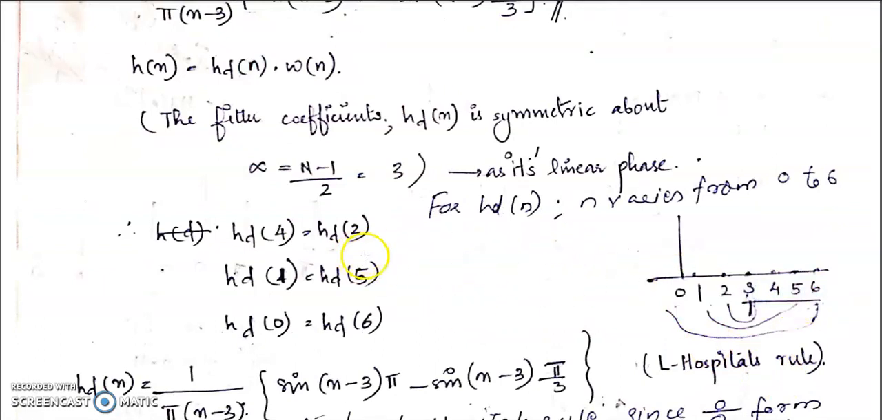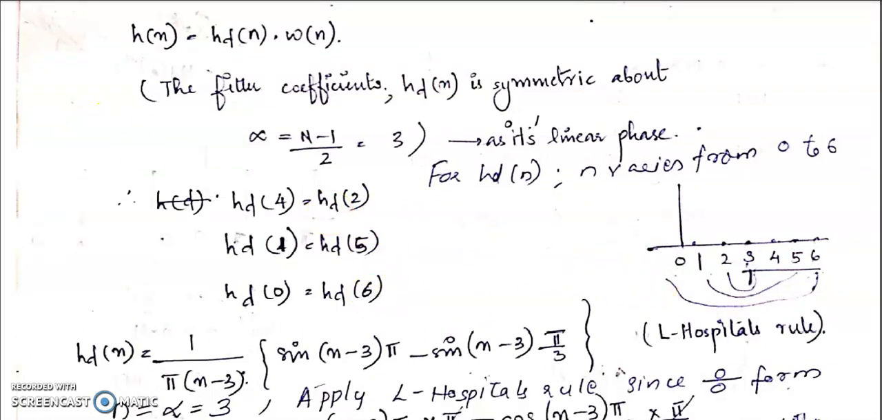Here it is symmetric, so we can say that 3 is the center of symmetry. So the values at 0 and 6 are the same: HD of 0 and HD of 6 are the same. And 1 and 5 are the same, and 2 and 4 are the same.